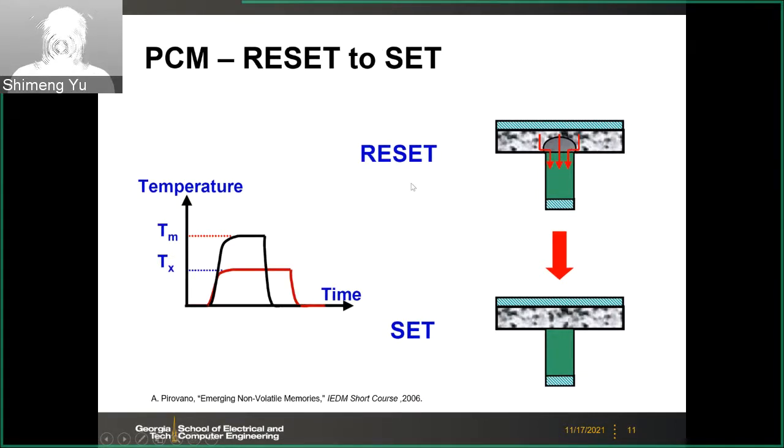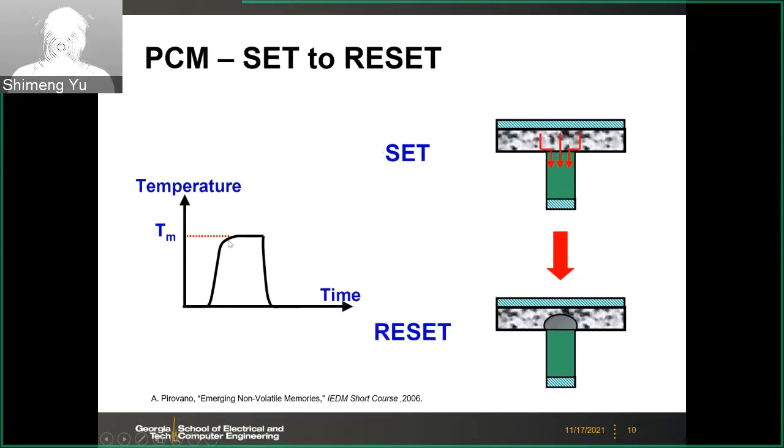So this is like increasing the temperature above the melting temperature. And after that, we need to quickly remove the heat source. So in this case, we quickly withdraw the current externally. So the melted region, this region, will remain in the amorphous state.